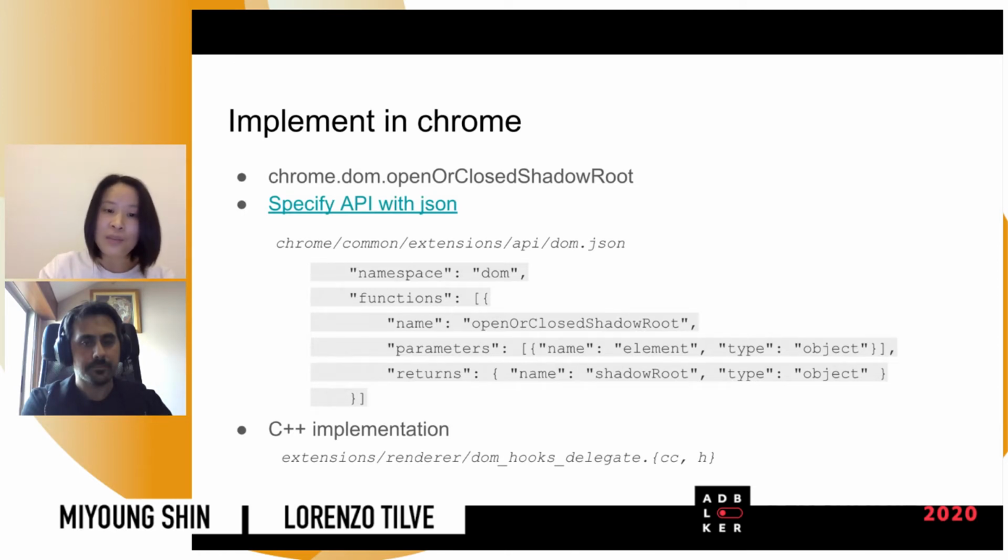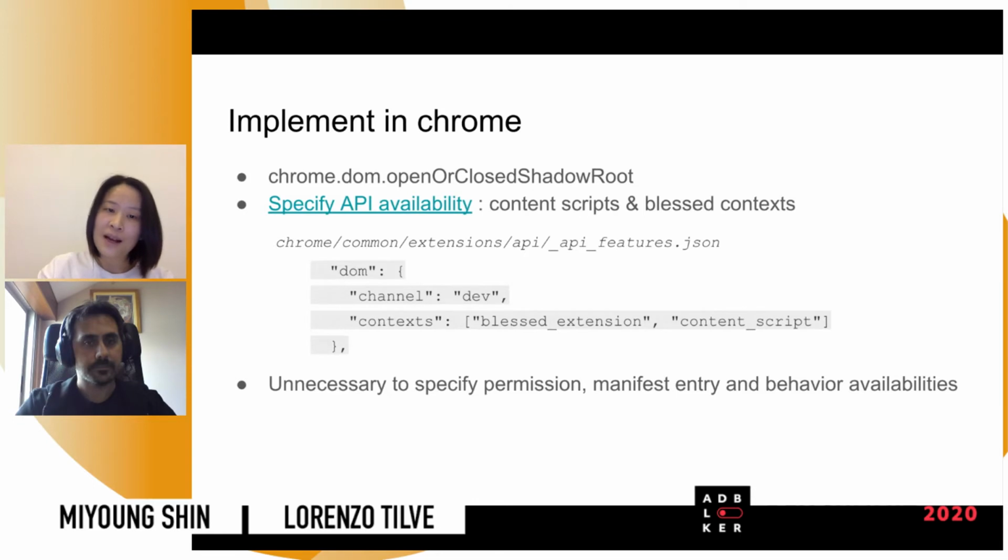The actual C++ implementation was added in the extensions/renderer path. Keep in mind that the API exists in the renderer path because it needs access to the DOM object. Typically, the C++ implementation will live in the extensions/browser/api or chrome/browser/extensions/api path.